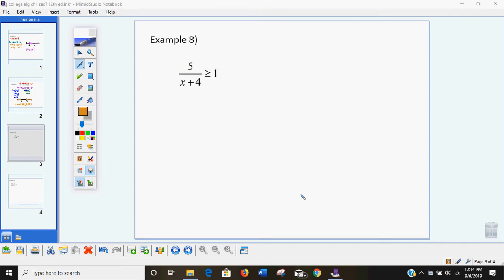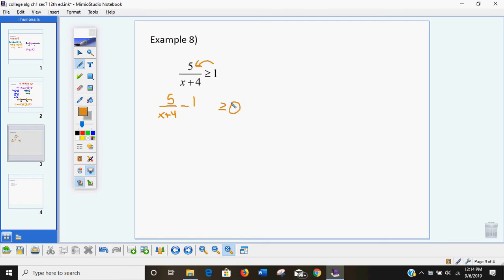Look at example 8. On this one, we're dealing with a fraction. Now, before we can actually do this problem, we need to get everything on one side, just like we did when we were factoring. So I'm going to move that 1 over to the left. If it's positive 1 on the right, it's like subtracting 1. When we move it over, it's going to make it minus 1. So I'm going to have 5 over x plus 4 minus 1, and I'm going to leave some space here. And then over here, it's going to be greater than or equal to 0.